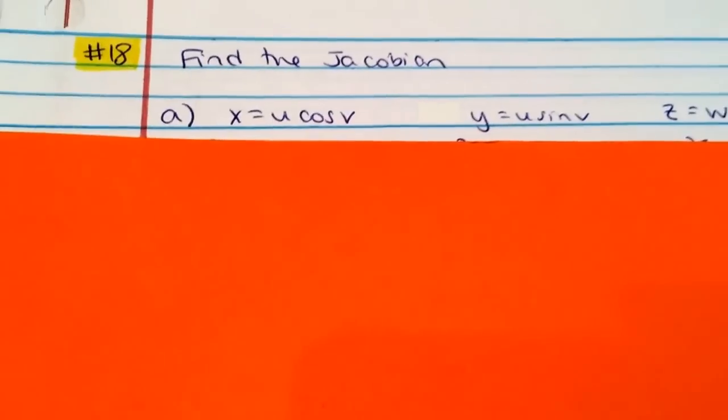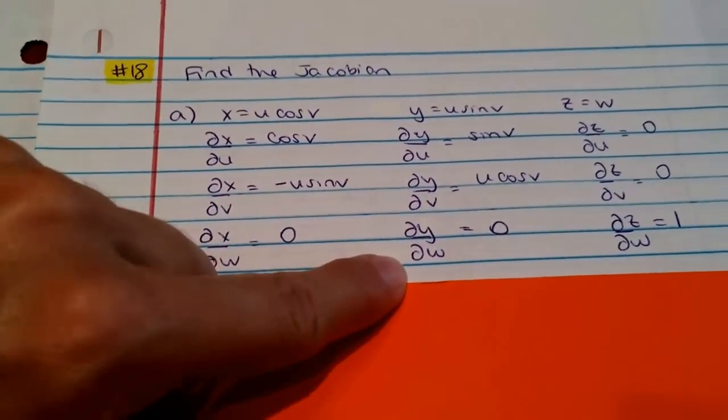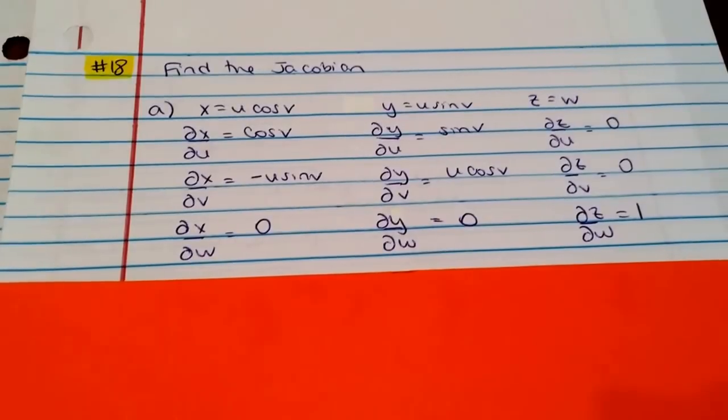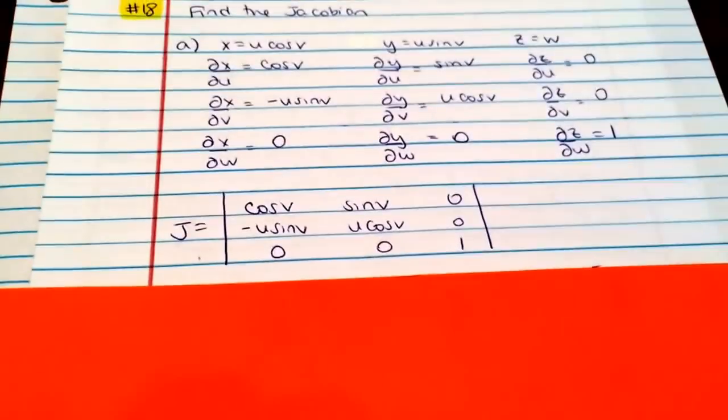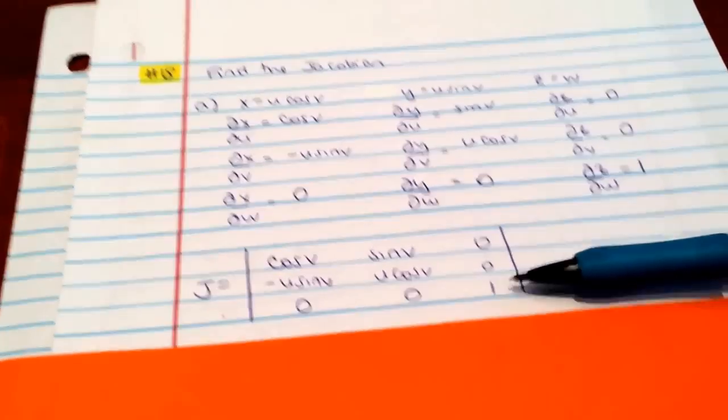So for the Jacobian, they gave me my functions already, x, y, and z as functions of u, v, and w. So you're just doing all these partial derivatives. So x with respect to each of the 3 variables, y with respect to each of the 3 variables, z with respect to each of the 3 variables. So you should end up with 9 partial derivatives. Put them into your Jacobian. All right, so x is the top row, y is the second row, z is the bottom row.